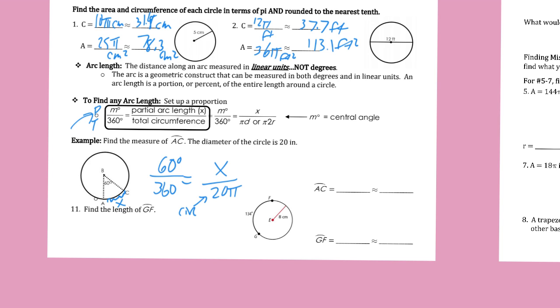It's shown in this box up here. To multiply this, you cross multiply. You multiply 60 times 20 pi. You multiply the numbers, you get 1200 pi. Just leave the pi as a pi. And then that equals 360x. And then you're going to divide both sides by 360.